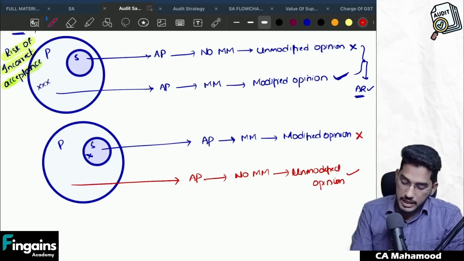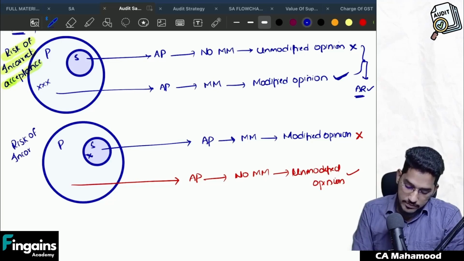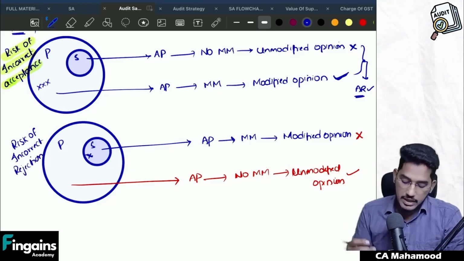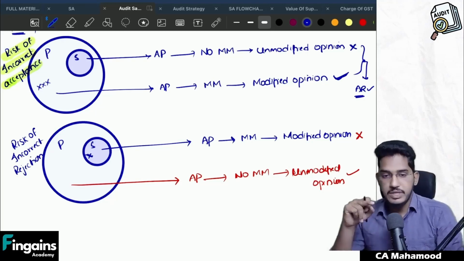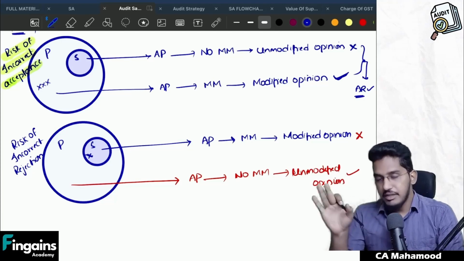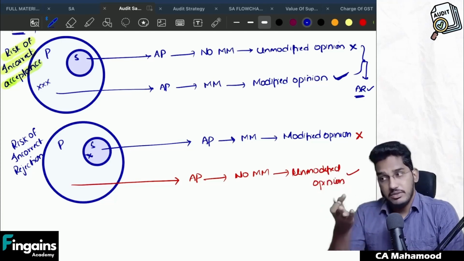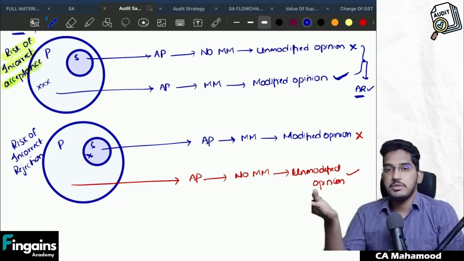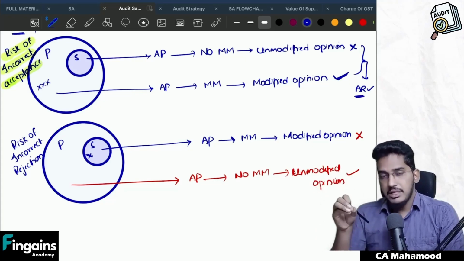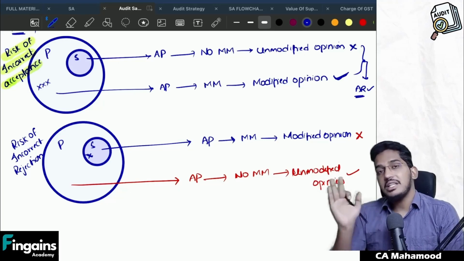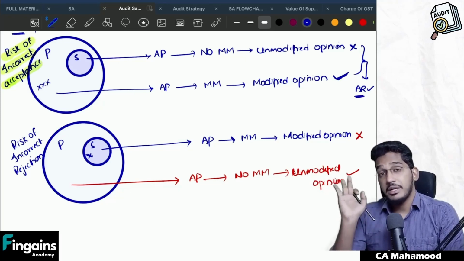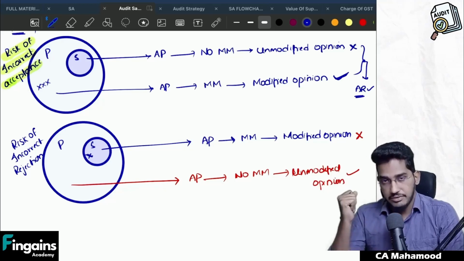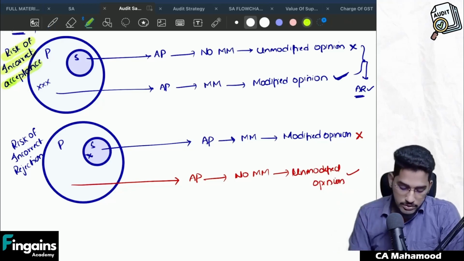This risk we are going to call as risk of incorrect rejection. This risk we are going to call it as what? Risk of incorrect rejection. That means on the basis of sample, you are rejecting the fact that financial statements are free from material misstatements, when in fact financial statements are really free from material misstatements. You are rejecting that, no, financial statements are not free from material misstatements. You are incorrectly rejecting the fact that financial statements are free from material misstatements. So that's why this risk we are going to call as risk of incorrect rejection.